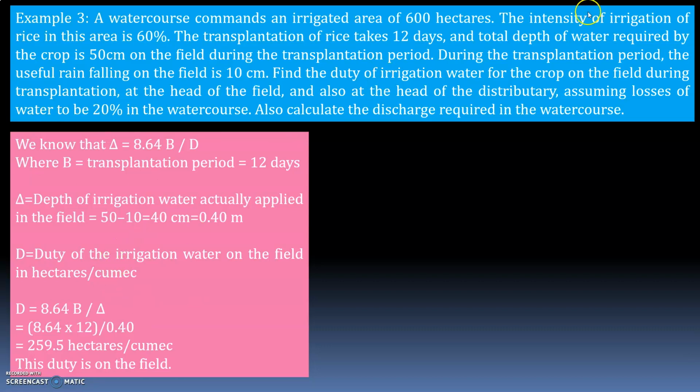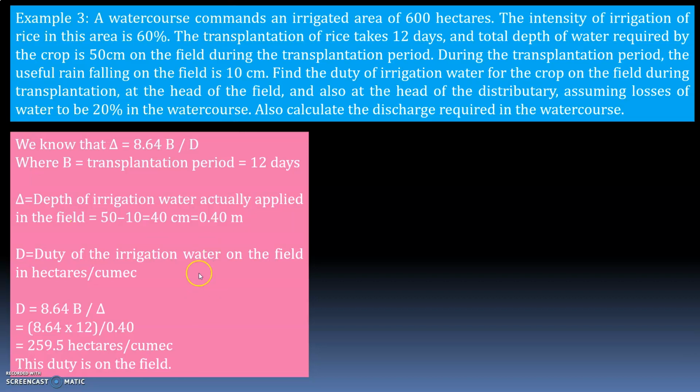Okay, so here the water required by the crop is 50 centimeter and during the transplantation period the useful rain falling on the field is 10 centimeters. So water available to the plant, now actually applied in the field, is 50 minus 10, that is 40 centimeter. Okay, equal to 0.4 meters. So this is the water actually applied in the field.